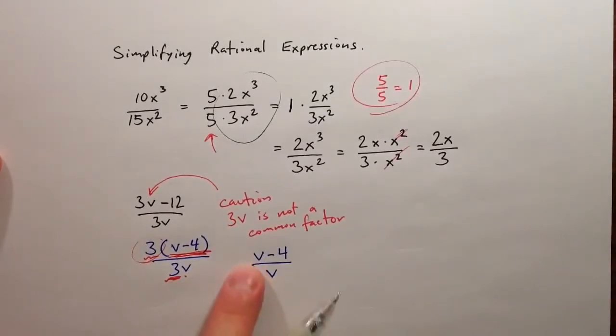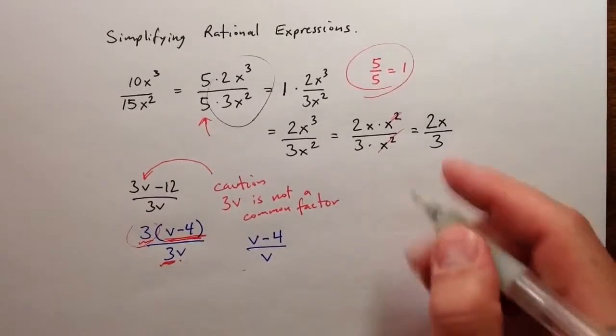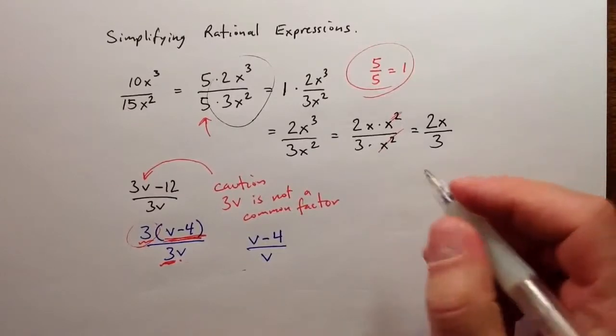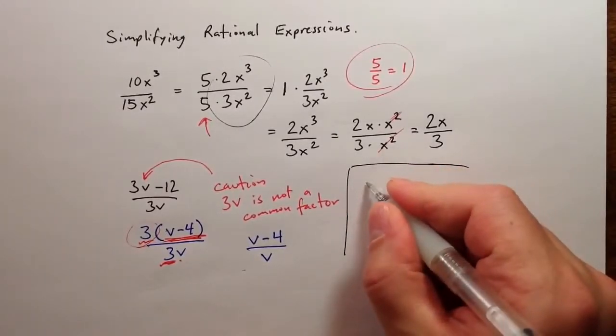Again, I can't cancel the v's because v is not a factor of the second part of the expression. V is not a factor of that second term. So factorization is an important thing to keep an eye on when you're working with rational expressions. Creating common factors, factoring expressions, can sometimes help us simplify what we're working with.